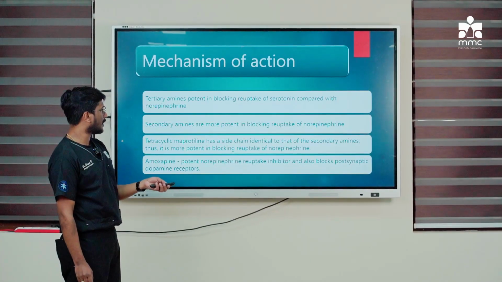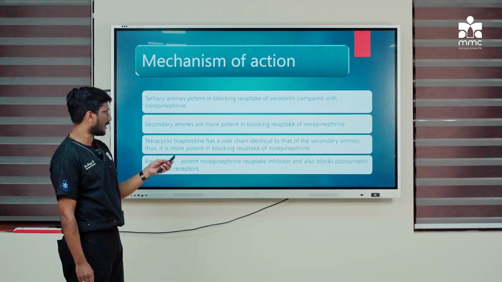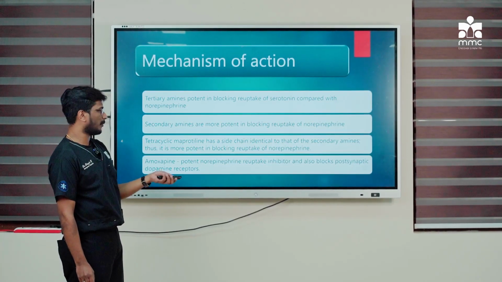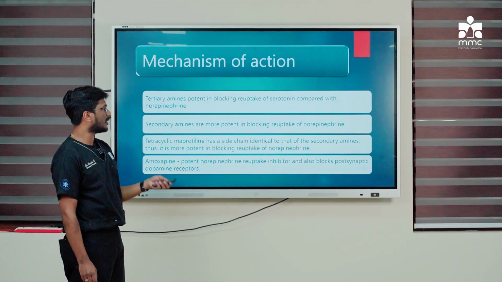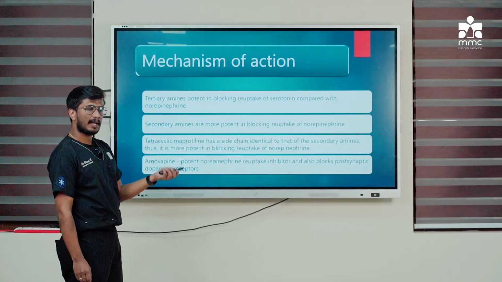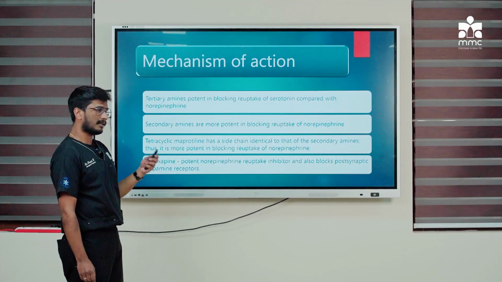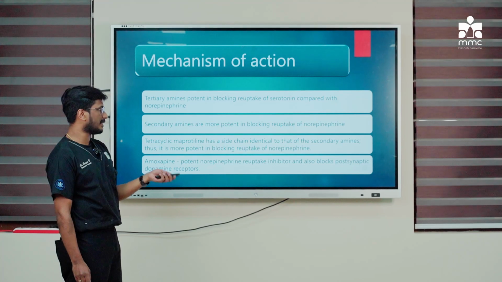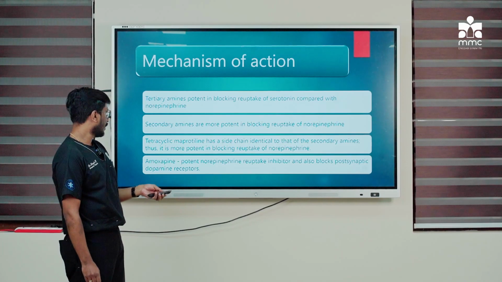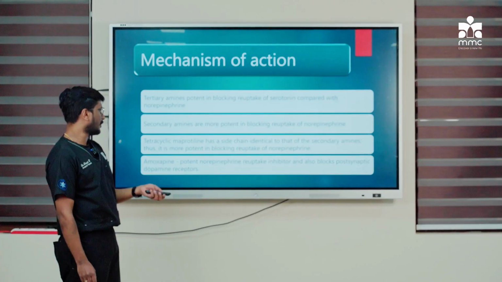Then some other properties of the tricyclic antidepressants. Tertiary amines, that means those containing 2 methyl groups in the side chain, especially block the reuptake of serotonin compared with norepinephrine. Secondary amines are more potent in blocking reuptake of norepinephrine. Tetracyclic maprotiline, we already mentioned, has a side chain identical to secondary amines, hence it is more potent in blocking norepinephrine reuptake. Amoxapine is potent in norepinephrine reuptake inhibition and also blocks the postsynaptic dopamine receptor.